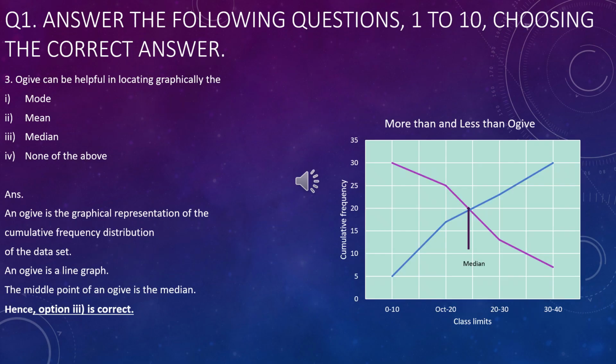Now we come to the next question. Ogive can be helpful in locating graphically. The options are mode, mean, median, none of the above. Here, first we'll have to understand what is an ogive. An ogive is the graphical representation of the cumulative frequency distribution of the data set. And an ogive is a line graph. The middle point of an ogive is the median. So when the less than ogive and the more than ogive intersect, that point is called the median. So hence option 3 is the correct option, which is median.